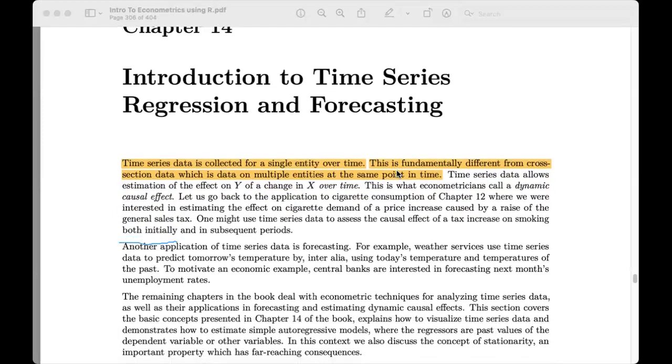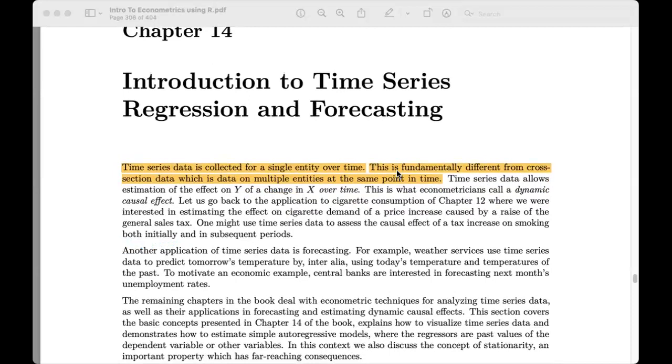Okay. Time series data allows estimation of the effect on Y of a change in X over time. Basically, we want to know the effect on Y of a change in X over time. It helps us to do that. In econometrics, econometricians will call this dynamic causal effects.